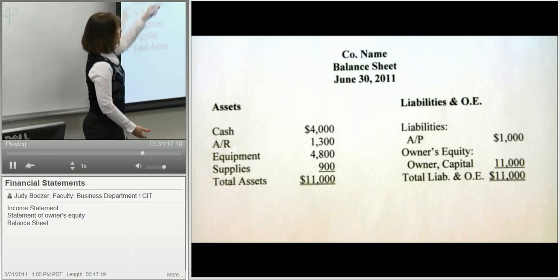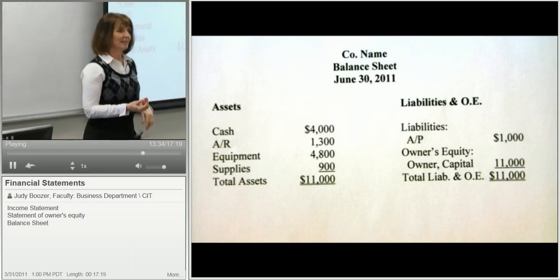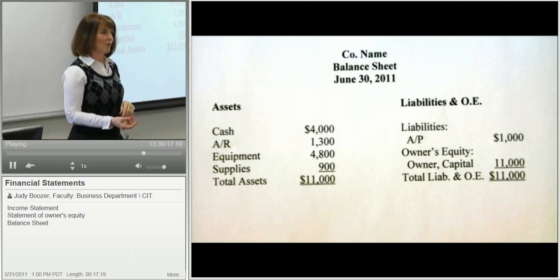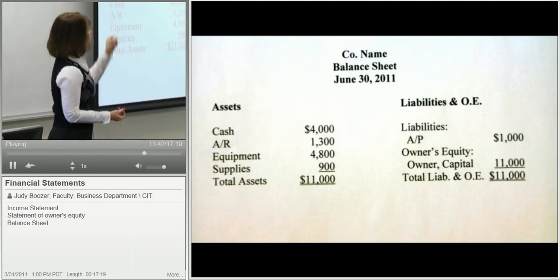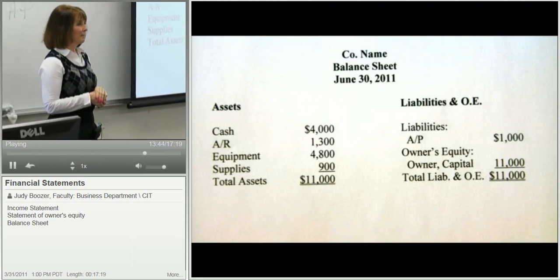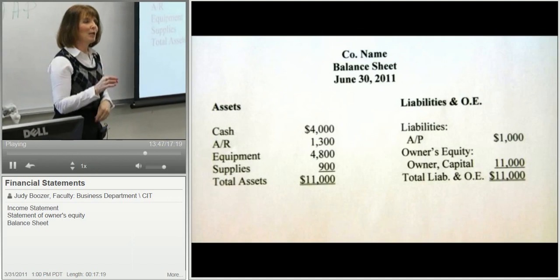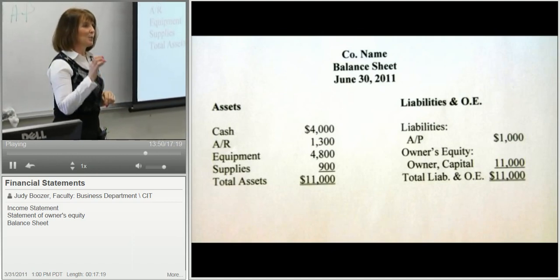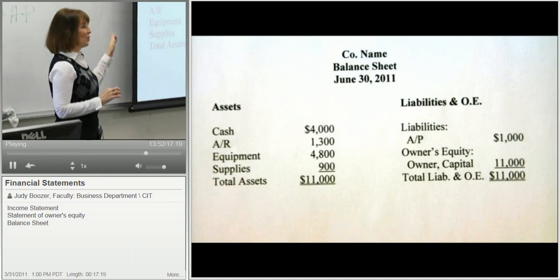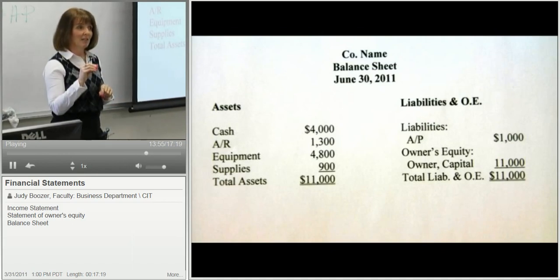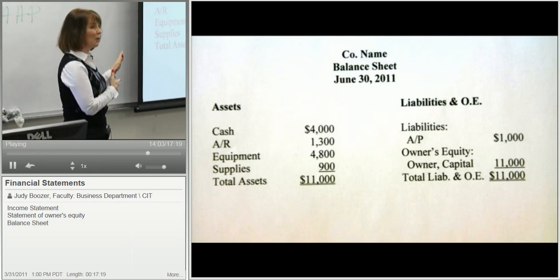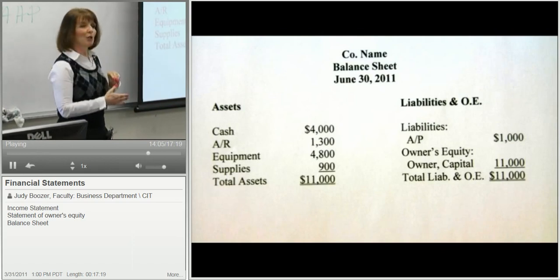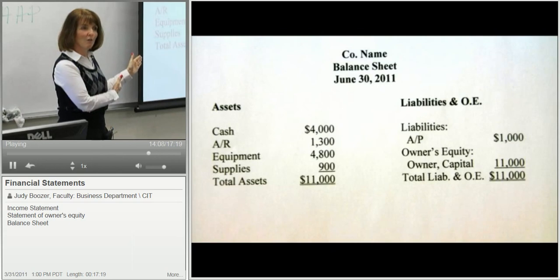So first of all, for the balance sheet, notice the heading. First two lines, just like the other financial statements, just change the name of the financial statement to balance sheet. But the third line's different. It's not for a period of time, it's as of a specific date. A balance sheet's considered a snapshot of the financial condition of a business at any given day or time. So this is not again for a period of time. It's as of June 30th, this is the financial condition of our business.